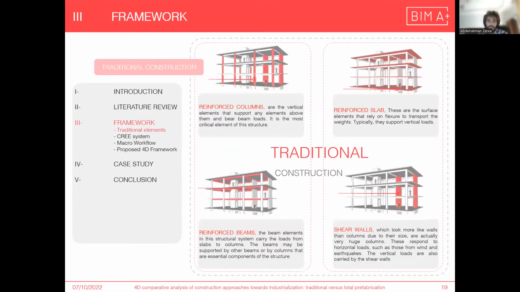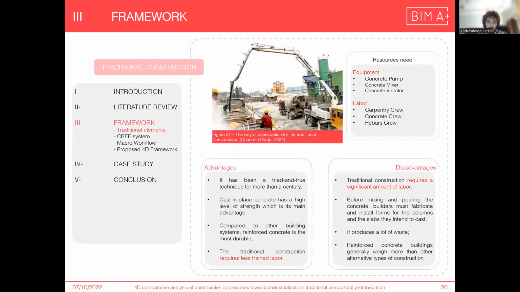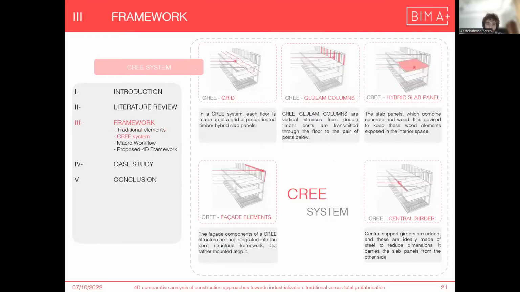All of us are familiar with traditional construction, which is reinforced concrete: columns, slabs, beams, and shear walls. The way of construction using this type needs equipment and labor, such as concrete pump, concrete mixer, concrete preparation, as well as a carpentry crew for fixing and dismantling the formwork, a concrete crew, and a steel crew. One of the advantages of this type of construction is that it requires less trained labor, although the disadvantage is that it requires a significant amount of labor.